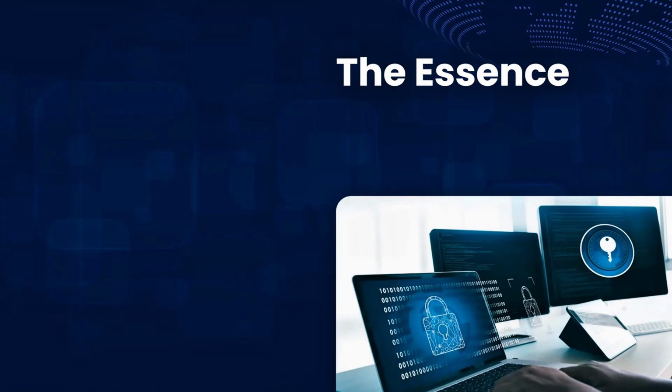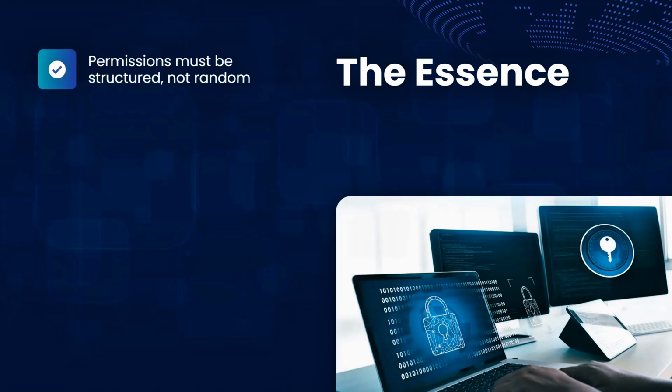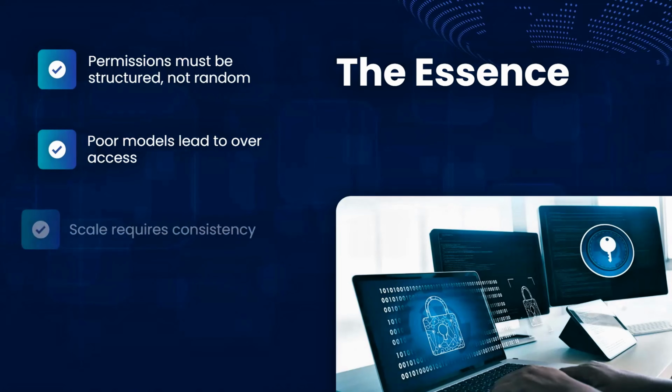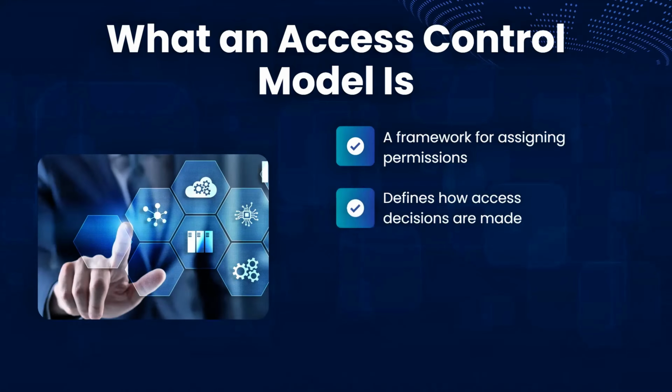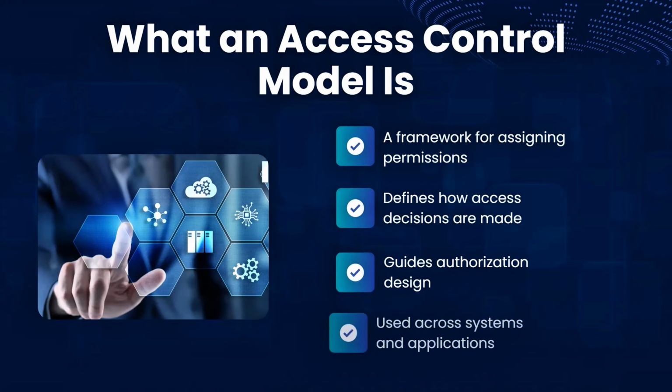What's the sense of access control models? Or why can we say access control models matter? Because access must be designed and not improvised. Yes, permissions need structure rather than ad hoc decisions. Poor models can lead to excessive access. Large systems require consistency. Now, what is an access control model? Access control models define how authorization works. They are the frameworks for assigning permissions. They define how access decisions are made, they guide authorization design, and they are used across systems and applications.